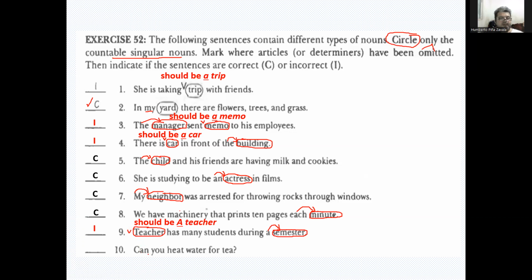And number 10, can you heat water for tea? Can you heat water for tea? So it's okay. Tea is not countable, so we don't use any. Water and tea are not countable, so we don't use a determiner or an article before that. Okay, so take a look at your answers.